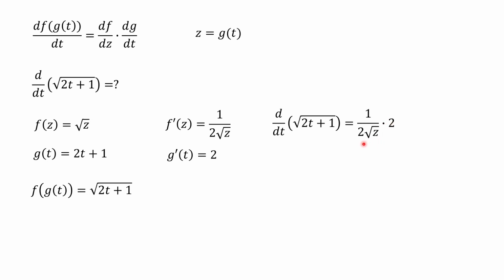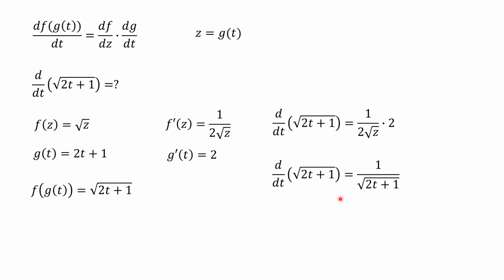The second thing we need to note is that we're not interested in the derivative with respect to z, but with respect to t, so we really need to convert that z back to t. And remember, z is g of t, which means that z is this guy, 2t plus 1. And if we do this, this is our final answer. Again, this is much, much easier than if you tried to obtain this formula through the limit.